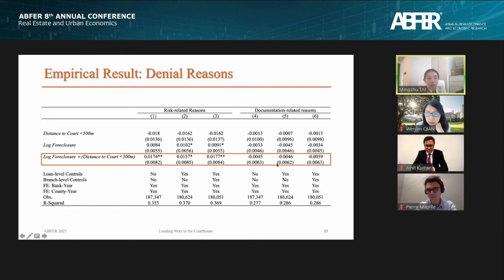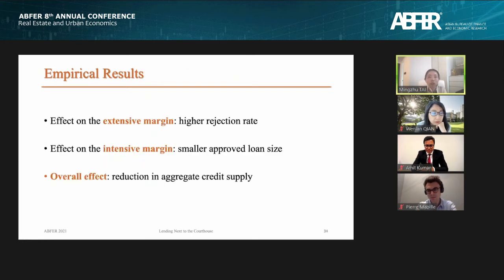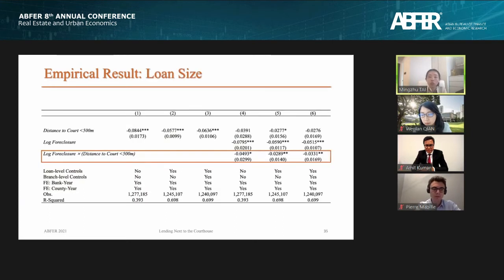In the last part of our paper, we also show that such a change in terms of the lending standards not only happens through the extensive margin via a higher rejection rate, but also occurs through the intensive margin, because conditional on loan approval, we find that the loan size becomes smaller, as we can see in this regression table. So both the extensive margin and intensive margin together will tell us that if we look at the aggregate credit supply, it's going to decline.